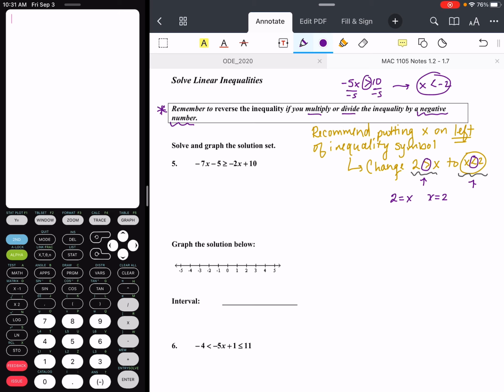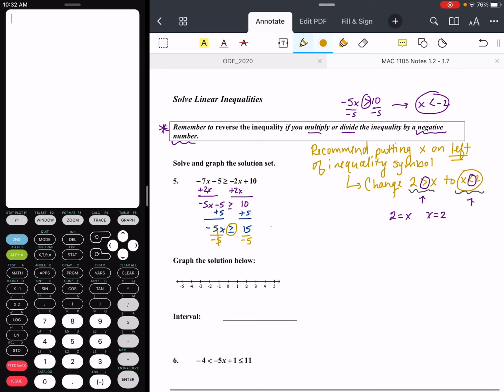All right, so looking at number 5, solve and graph the solution set. So maybe our first move would be to add 2x to both sides. So that gives me negative 5x minus 5 greater than or equal to 10. And then I could add 5 to both sides. So negative 5x greater than or equal to positive 15. So here we're dividing both sides by a negative constant. And that means we're going to need to flip this inequality.